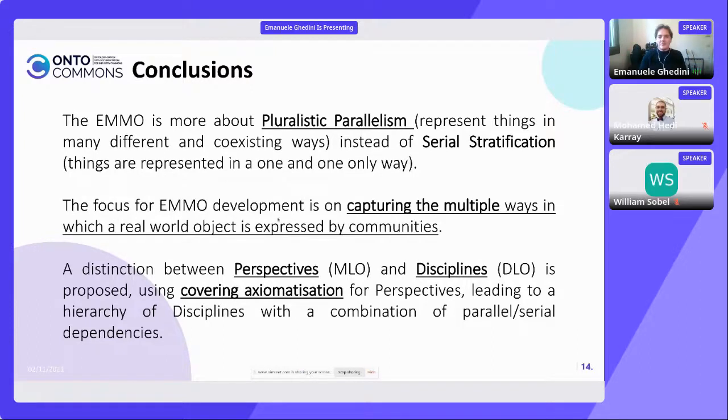And the focus for the EMMO development is on capturing the multiple ways in which a real-world object is expressed by communities. And in the EMMO effort, a distinction between perspective and discipline, which can be connected to mid-level ontologies or domain-level ontologies, is proposed using the covering axiomatization for the perspective, leading to a hierarchy of discipline with a combination of parallel and serial dependency between the modules.